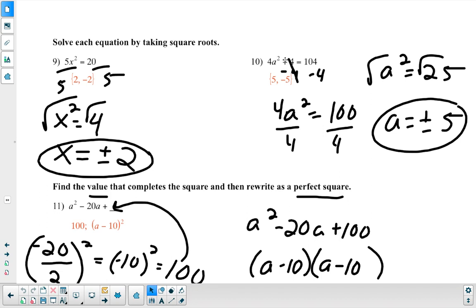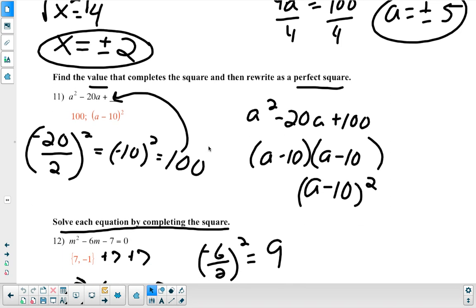For number 10, we're going to try to get a by itself. So the first step is to go ahead and move that 4 over. So we subtracted 4. Then we're going to go ahead and divide by 4 as well. And so we end up with a squared equals 25. Then we're going to go ahead and take that square root finally here. And we end up with a equals both positive and negative 5.